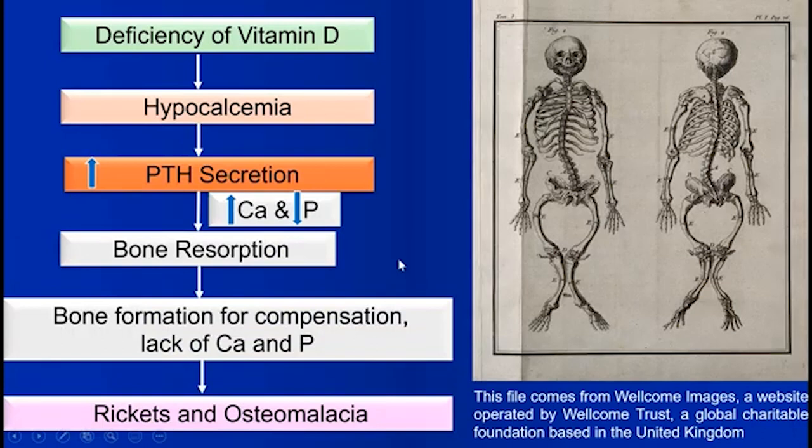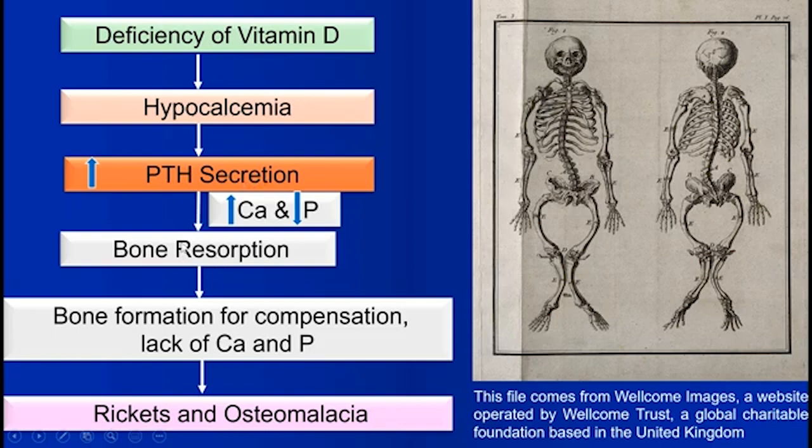The pathophysiology of these disorders is like this: in these conditions, there is a deficiency of vitamin D. Now, we know that vitamin D causes an increase in the blood calcium and phosphate level through absorption of these minerals from the GIT as well as from the nephrons. In the deficiency of vitamin D, there is decreased blood calcium level or hypocalcemia. And this hypocalcemia will then cause stimulation of the parathyroid gland to cause the release of parathormone. The parathormone causes an increase in the blood calcium level and a decrease in the blood phosphate level. And this primarily occurs through bone resorption.